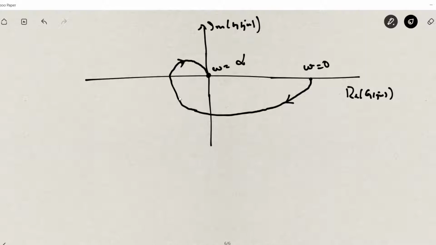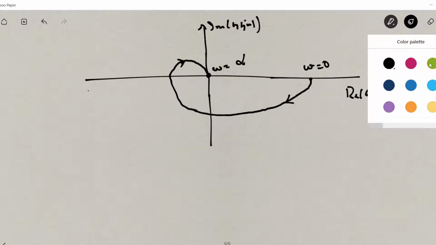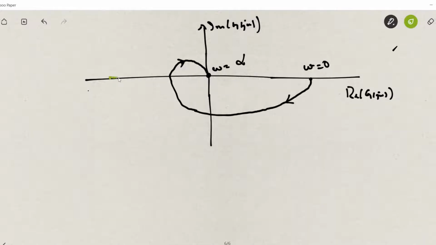Once you plot the minus 1 by N(X) curve, you will be getting a curve like this. I will be showing that in some other color. So while varying X from 0 to infinity, minus 1 by N(X) will vary from 0 to minus infinity. So this is actually the minus 1 by N(X) curve. It is a straight line along the negative values of the x-axis.